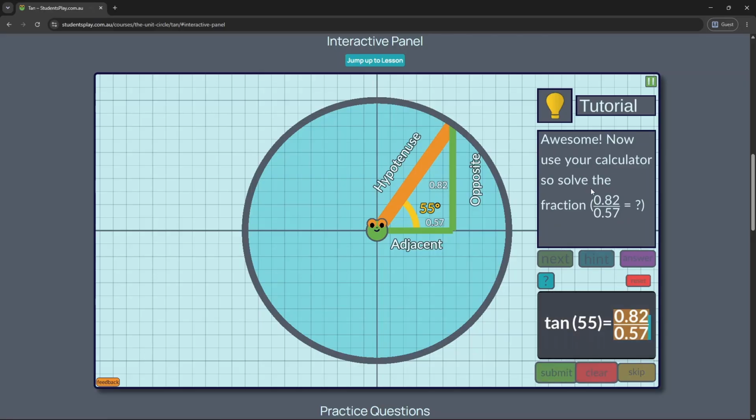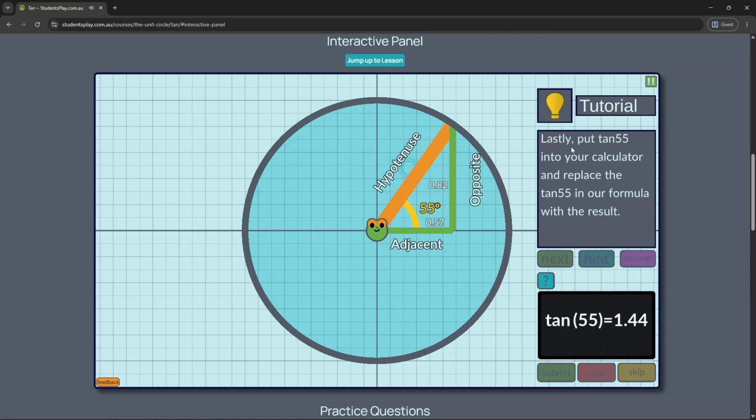Awesome. Now use your calculator to solve the fraction. Oh, typo there. That should be to solve the fraction. So 0.82 over 0.57. What is that? That's 1.44. Let's go here. Backspace that, 1.44. Lastly, put tan 55 into your calculator and replace the tan 55 in our formula with the result. Okay, because we're going to compare the two of them. So what is tan 55? That is 1.43.